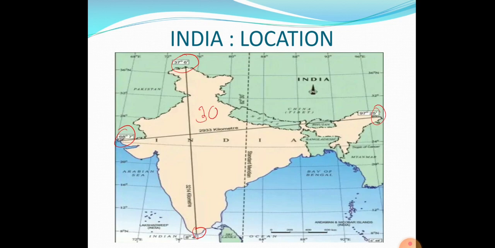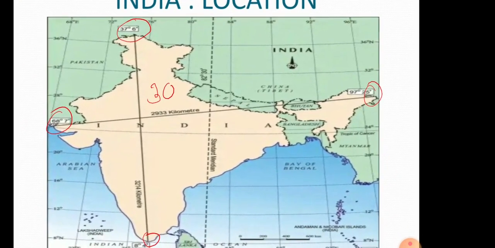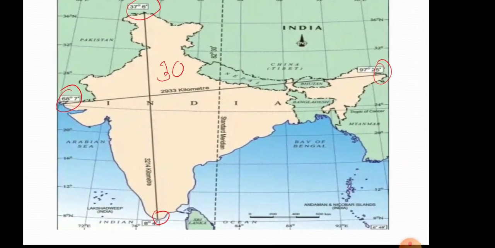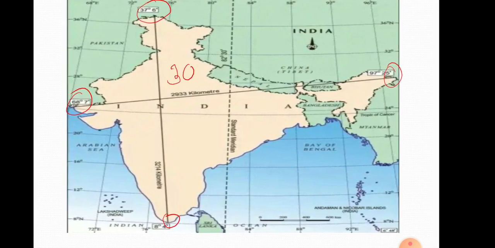If you subtract 68 from 97, and if you subtract 8 from 37, you will get this 30 degree. So we are almost spread equally north south and east west. But you can see the northern part of India, the Himalaya side, is wider, and if you go south, the southern part of India is a peninsula. It becomes tapered when we go south. So this is the shape of India.